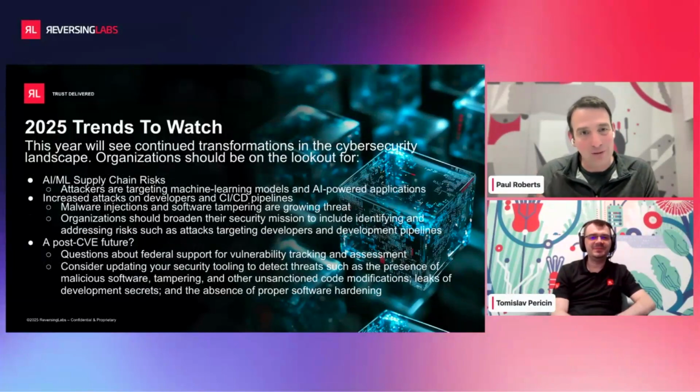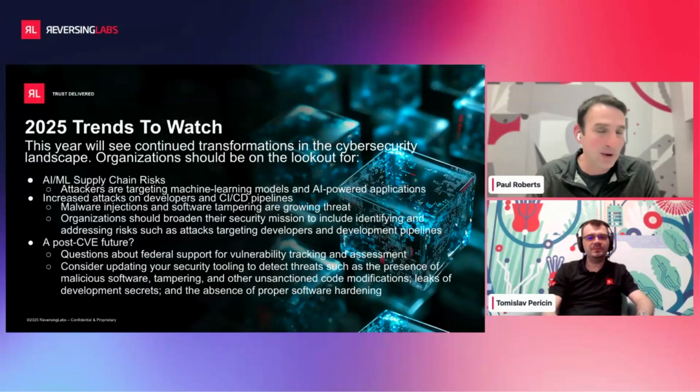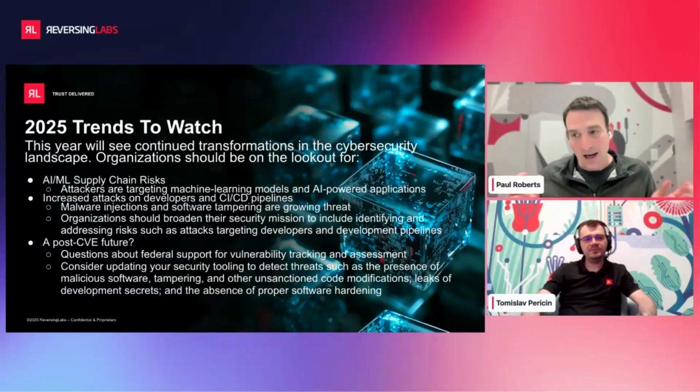Just Tomislav, if you've got a second, some of the trends that we're watching going into 2025, obviously, is artificial intelligence and its impact. And one of the things that we've shown clearly in our research is that AI and ML applications and infrastructure are absolutely a target for malicious actors, and there needs to be awareness about that. Maybe just a quick summary of what you've seen in the last year on that front.